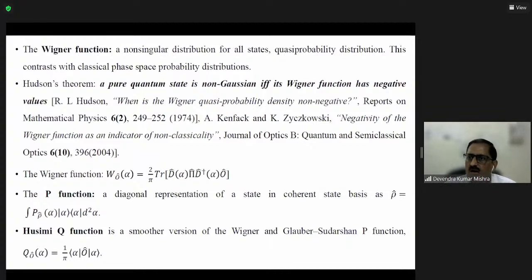There are other witnesses for non-Gaussianity as well as Gaussianity. The Wigner function can also be written in terms of the parity operator, and we can define the P function in terms of a diagonal coherent state representation of a state written in terms of the density operator rho equal to an integral, in terms of this relation. And the Husimi-Kano Q function is a smoother version of the Wigner as well as the Glauber-Sudarshan P function.